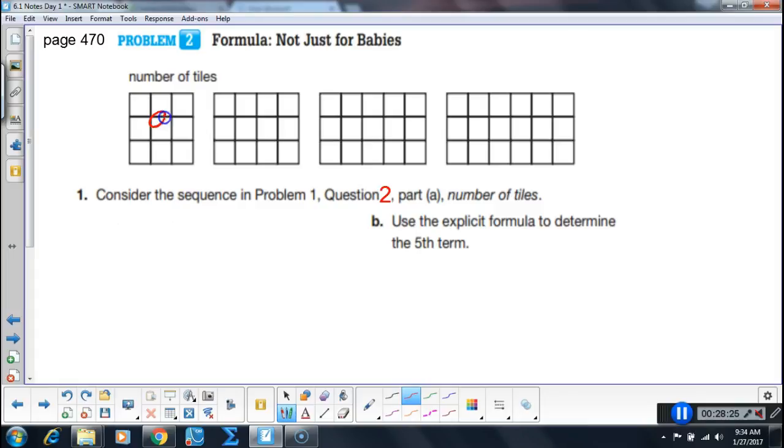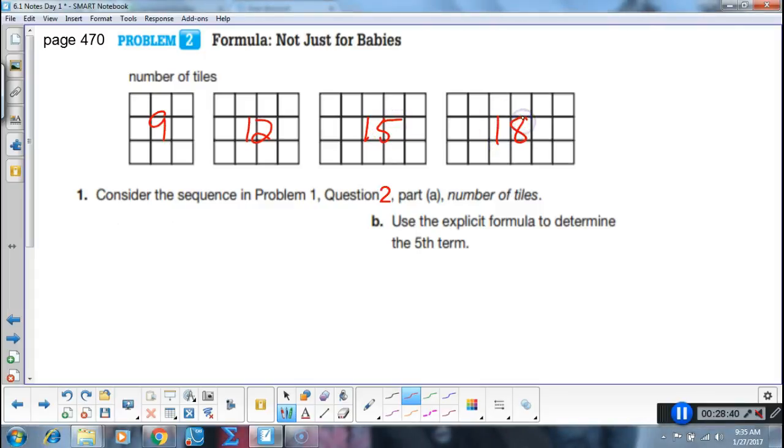There's 9 tiles here. How many tiles are in the second design? 12 tiles here in the next design. 15 in the fourth design. 18, right? Now, really, to find the 5th one, you would probably just do what? Add 3, right? Okay? Because it's the next one.